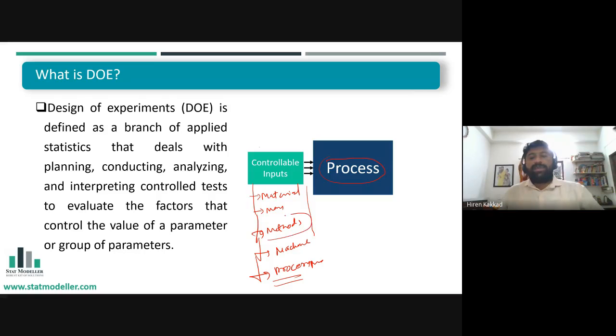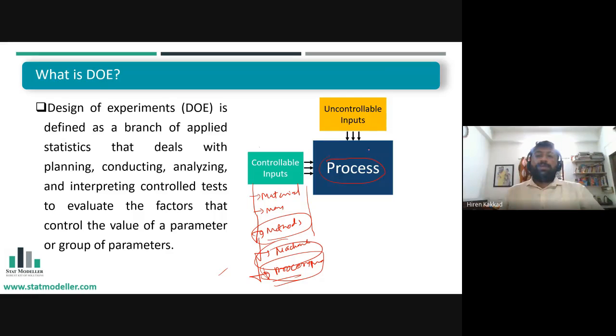I can decide which method to use. I can select the machine on which this process will be performed. I can decide the process parameters, like what the temperature, pressure and speed will be. All of that I can control. So these are all the controllable inputs, and all of this is taken as input by the process.